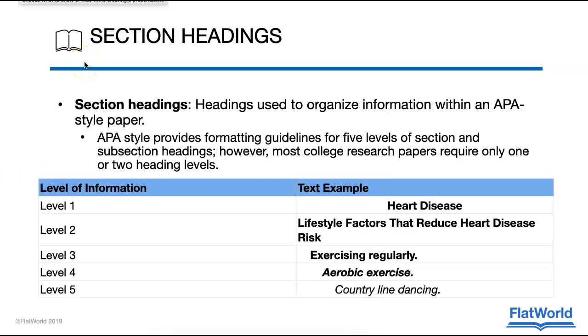Talking about with headings, there's a level 1 heading, level 2 heading, level 3 heading, level 4 heading. So you move on to each level of heading depending on what you're talking about. So if you're talking about heart disease, this is a great example. Lifestyle factors that reduce heart disease would be level 2. So level 1 is your basic topic. Level 2 is a subtopic in that topic. And level 3 is another subtopic of that topic. So aerobic exercise, as an example, country line dancing would be the next topic. It would be really hard to go to a level 5 heading, but it can be done in some big research papers.